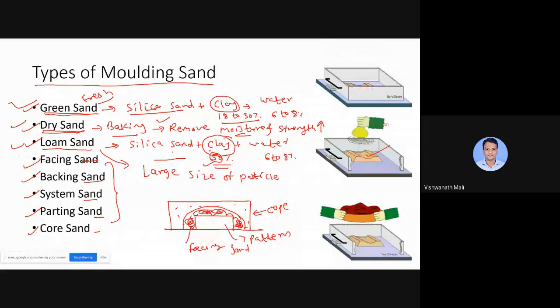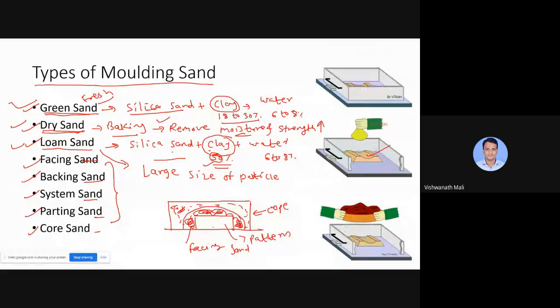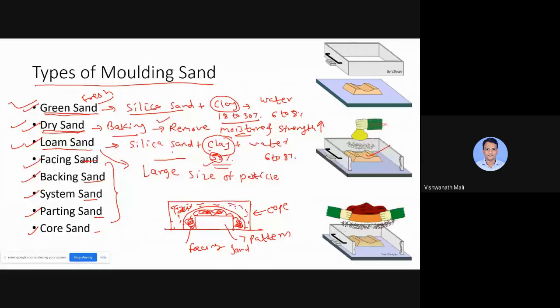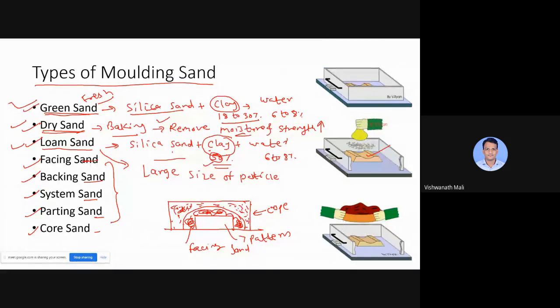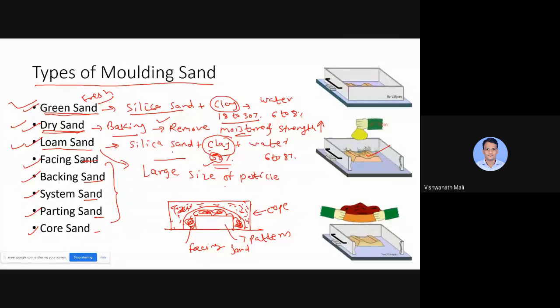All right. Now, what is backing sand? For the remaining portion we use the used sand. Whatever sand was earlier used to produce a casting, that sand we use to back the facing sand. In this way we can save our fresh sand. Only near the surface of the pattern or mold we use the fresh sand, which is called facing sand, and to back the facing sand we use the used sand, which is called backing sand, right?